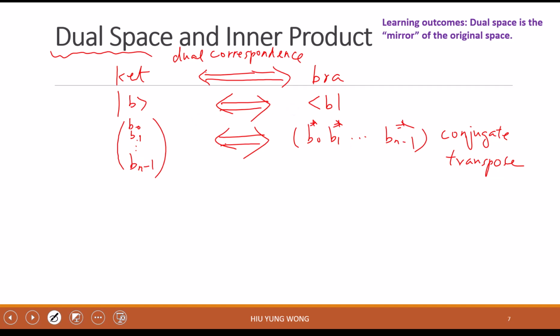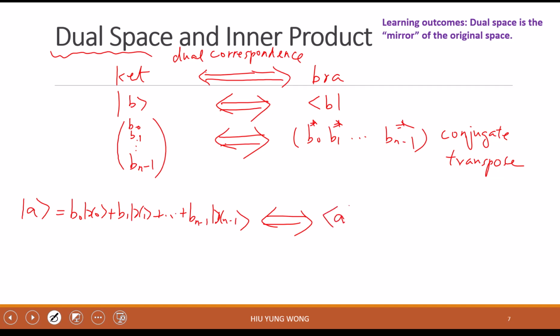So let me ask you, if I have this general vector A equal to B0 x0 plus B1 x1 all the way to B(n-1) x(n-1), what is its dual vector, or what is the bra version of A? In other words, what is this?